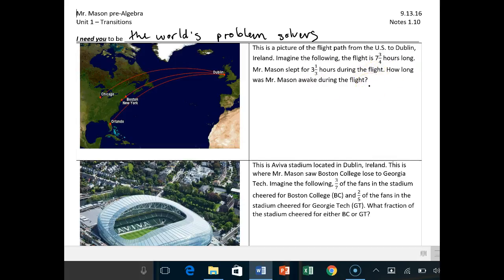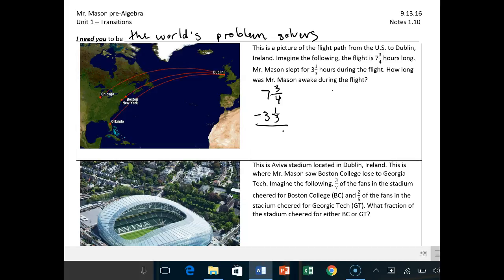So let's think about this. If this is 7 3/4 hours long and I slept for about 3 1/3 hours, how would I find out the amount of time that I was awake? Well, I'd take the entire flight and I'd subtract out the amount of time I was asleep to find out the amount of time I was awake. So I'm going to go 7 3/4 minus 3 1/3. Hopefully you have your how do I or summary sheet out right now, and you can easily figure out how do you subtract mixed numbers.